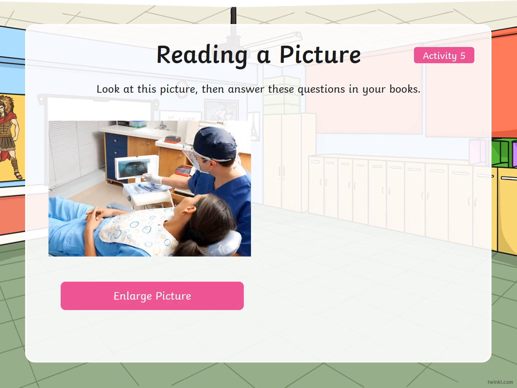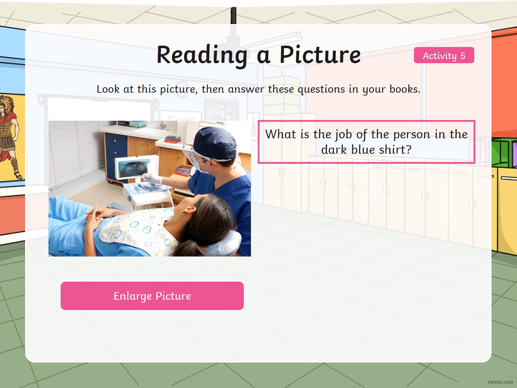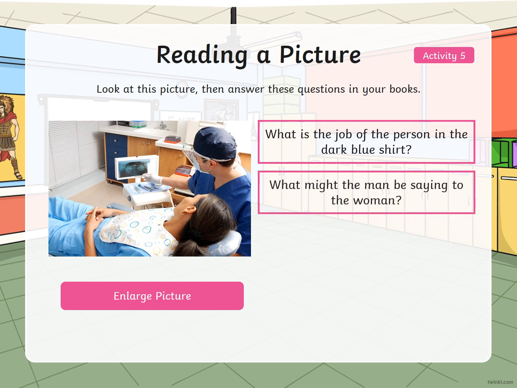Okay, the last task we're going to do is look at this last picture and answer 4 more questions. So what do you think the job of the person in dark blue is? So what's he doing, okay? Have you been to somewhere like this before? It might give you a clue. What might the man be saying to the woman? So what do you think he's saying?